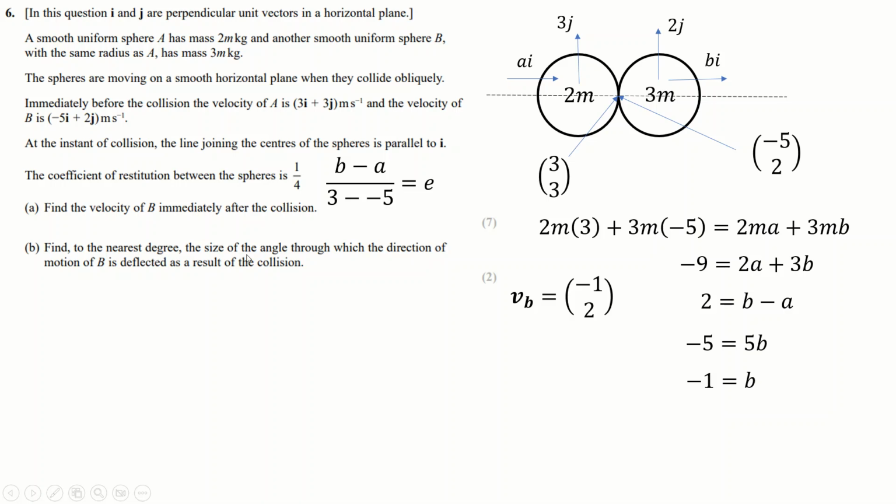Find, to the nearest degree, the size of the angle through which the collision is affected. So, this is this one. We've got minus 5, 2 going this way first. Then we've got minus 1, 2, which goes this way. And we want to find the angle.